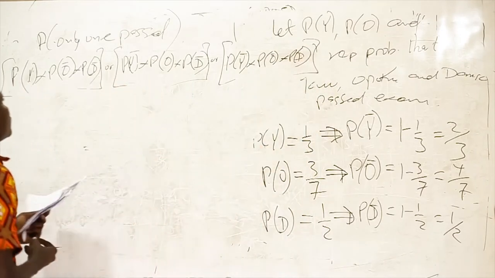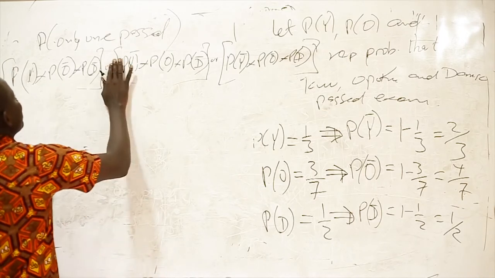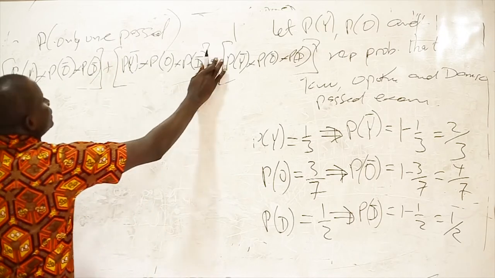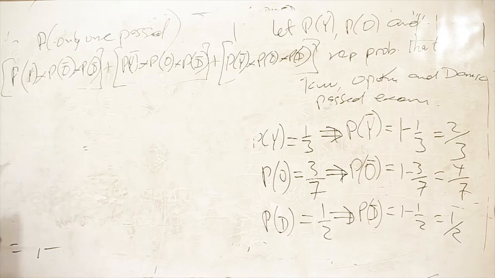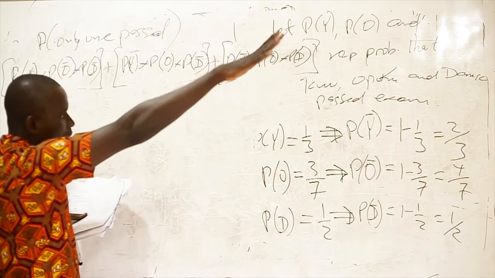I hope you're getting it. Now, in probability, the moment you see "or", it tends to plus. So here becomes plus, plus. So we are now going to substitute the values. So what is P(Y)? The Y, if it is not having a bar, you look at it. If it is having a bar, you look at that side.